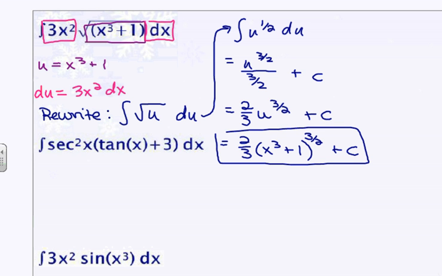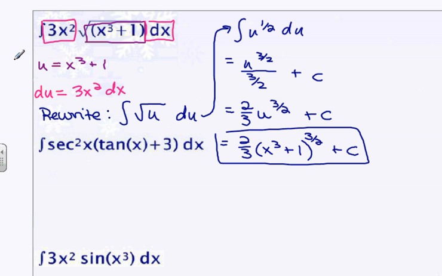All right, example 3, we have secant squared times tangent of x plus 3. Something like this, the first thing you want to do is see if one of the parts is the derivative of the other part before you start trying to replace secants and tangents with something else. Look at the integrand, is one part the derivative of the other part? Hopefully you recognize that secant squared is the derivative of tangent.